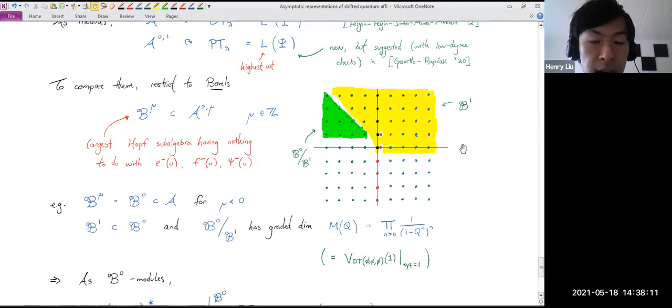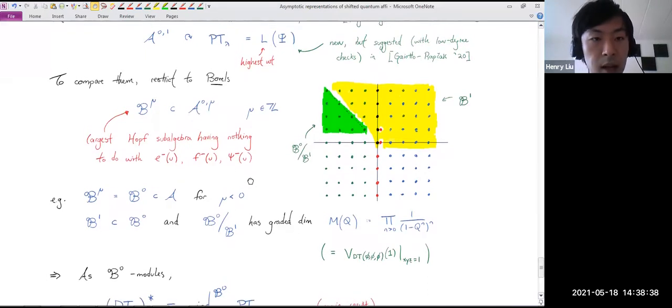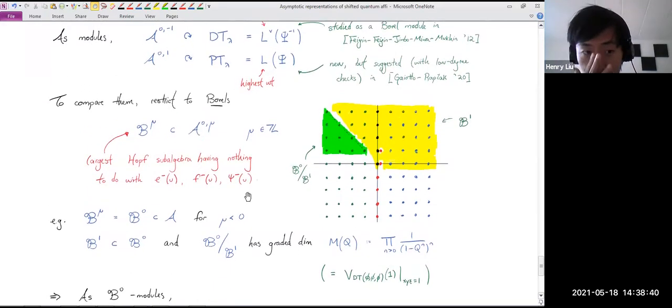The effect of that is that the one shifted quantum Borel now consists only of the yellow region. It turns out if you try to include a dot in the green region, when you take the commutator of a green dot with one of these blue dots, that will necessarily involve this red dot, which we don't want to include. Okay, so that's a calculation you can do.